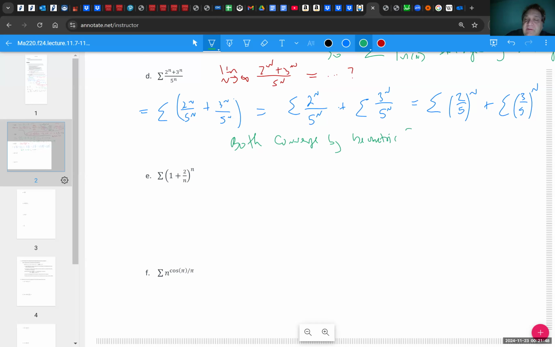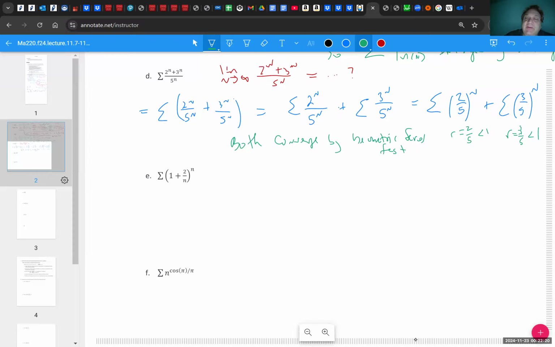Geometric series test. This r value right here is 2/5. Remember, if it's less than 1, then it converges. This r value is 3/5, which again is less than 1. So it converges, right? So we have converges plus converges. Converges means it adds up to a number, right? So if it adds up to a number and then we add another number to it, it still adds up to a number, right? Neither of these are infinity, they're just numbers.